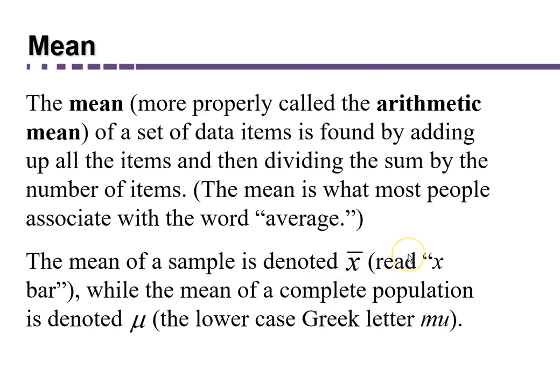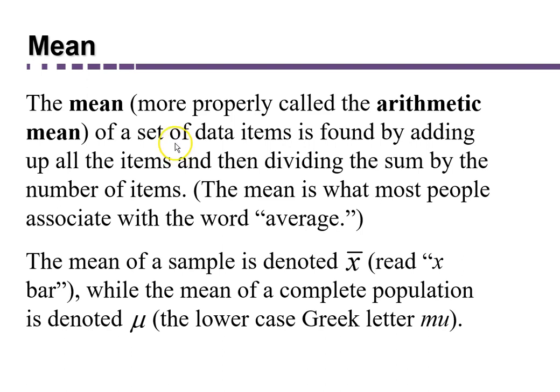This is the measure of central tendency. Now for our first word, mean, more properly called the arithmetic mean, of a set of data items is found by adding all of the items and then dividing by the number of items that you have. In fact, we've used this before. This is called the average.